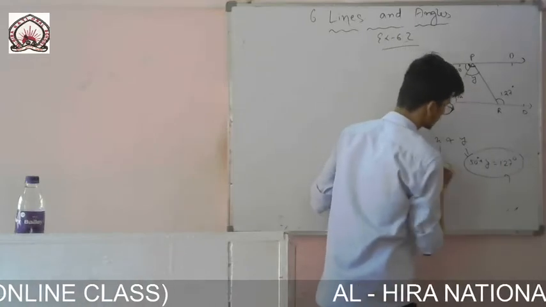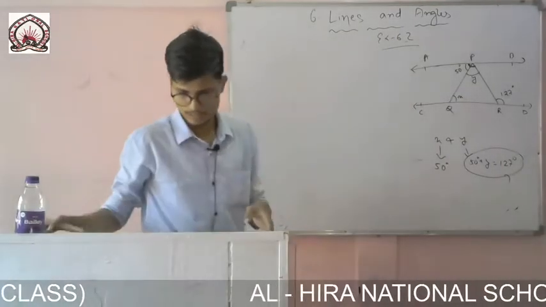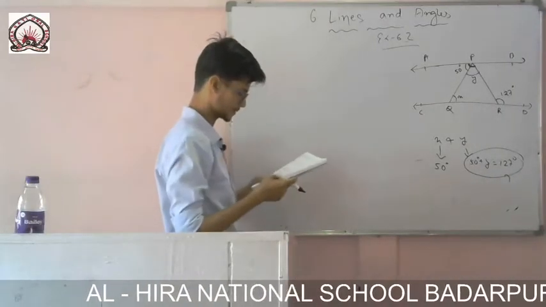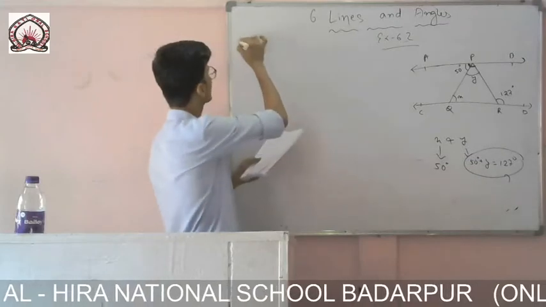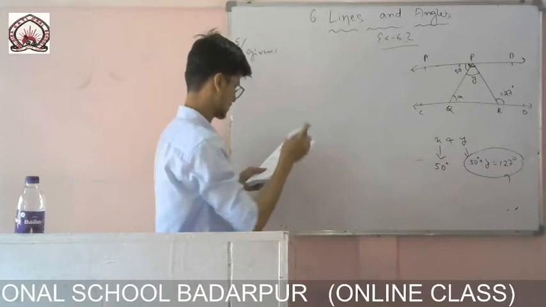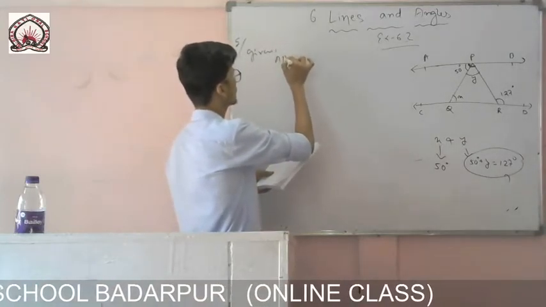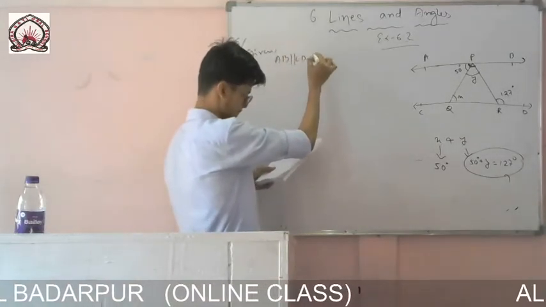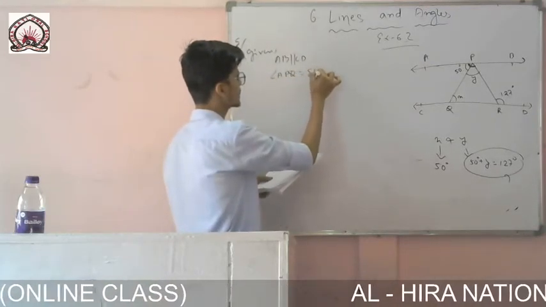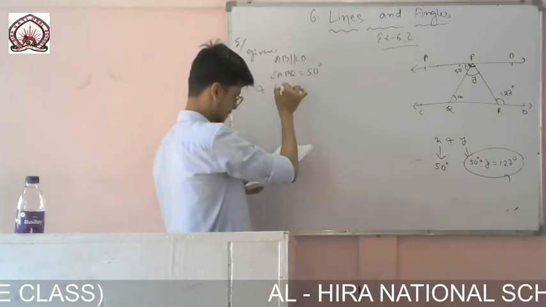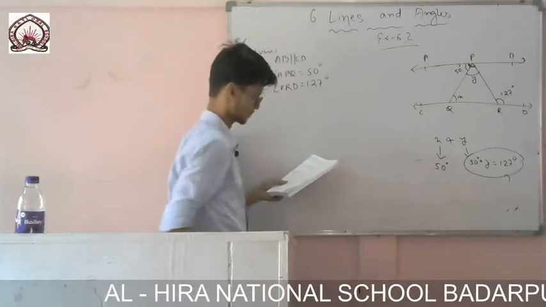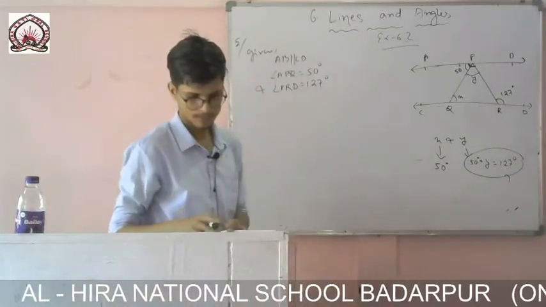So very easily I can solve it. It will take 2-3 lines. You see here, now I am doing it. Question number 5. Given AB is parallel to CD, angle APQ is equal to 50 degrees, and angle PRD is equal to 127 degrees. The question is to find the value of X and Y.